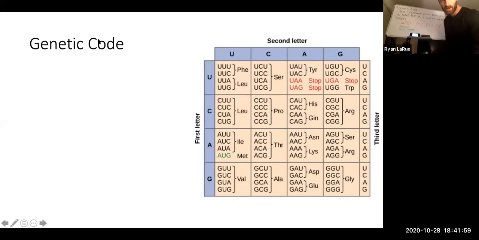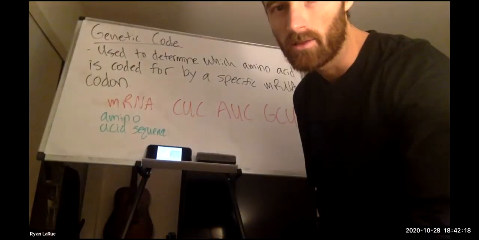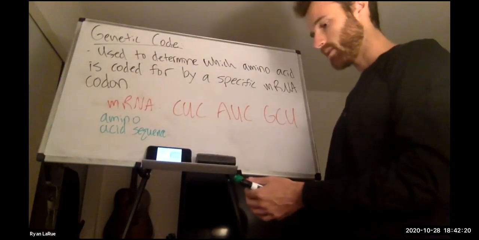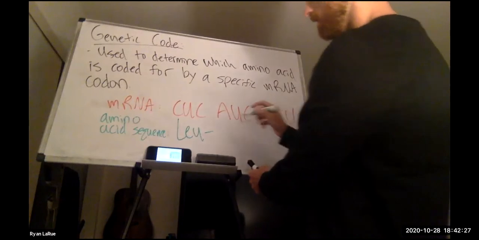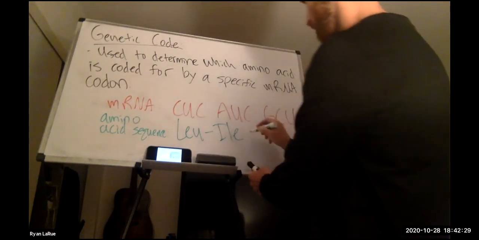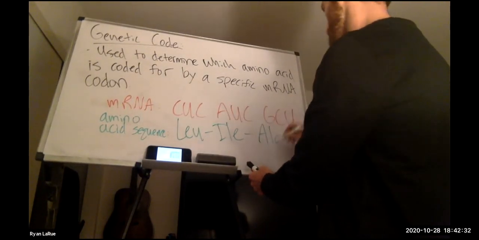All right. So for that first one, CUC, right? C, first letter, second letter, U. So we're here. And then the third letter is C, so it's up here. Well, all of these code for leucine, right? LEU. That's how you use the table. So I'm just going to go ahead and write the sequence. It is LEU bonded to ILE bonded to ALA.